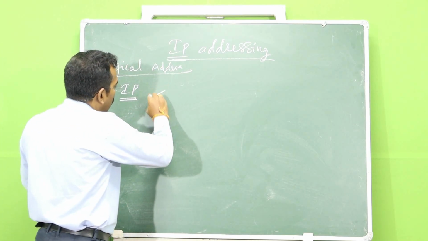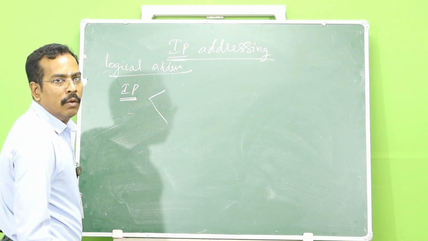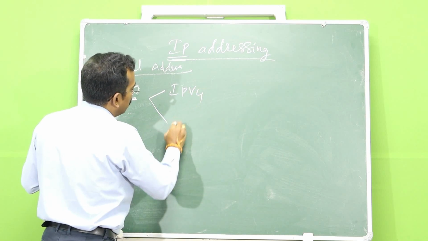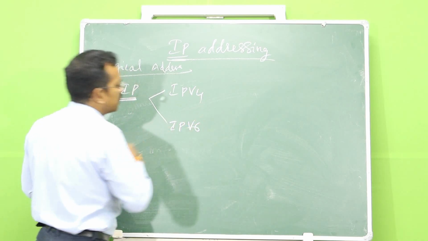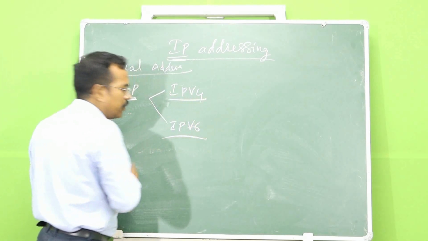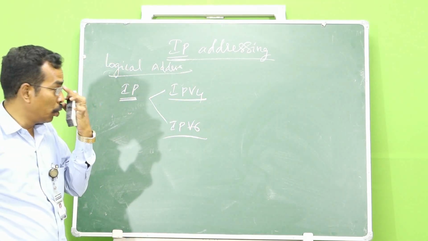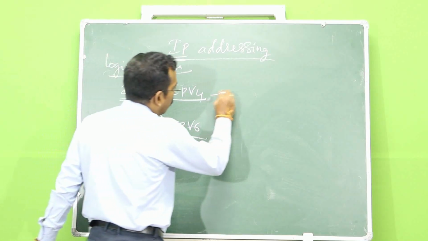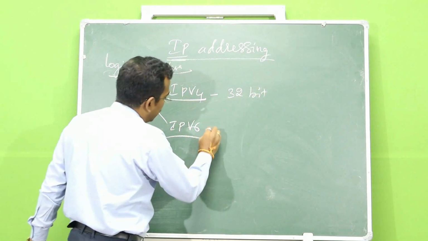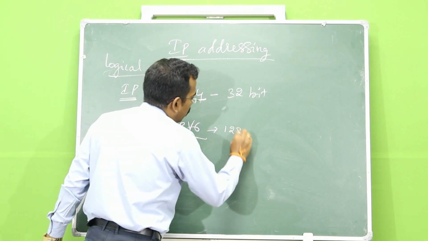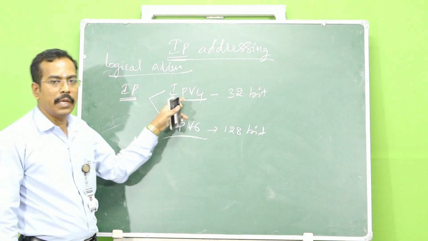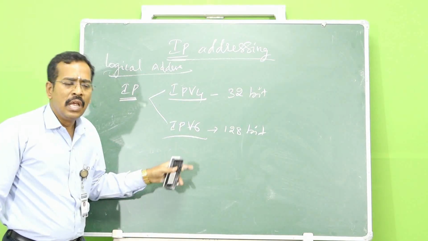We have two versions in IP addressing. One is called IP version 4, and the next is IP version 6. IP version 4 is 32-bit addressing, and IP version 6 is 128-bit addressing. That is the basic difference between IP version 4 and IP version 6.